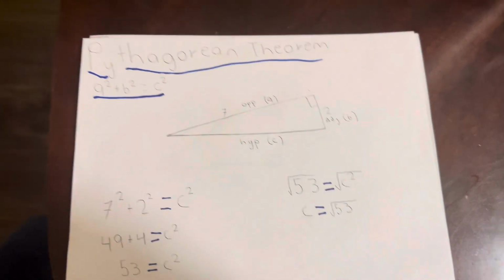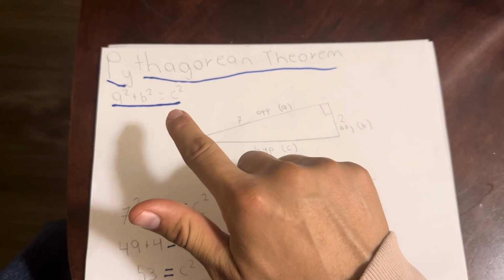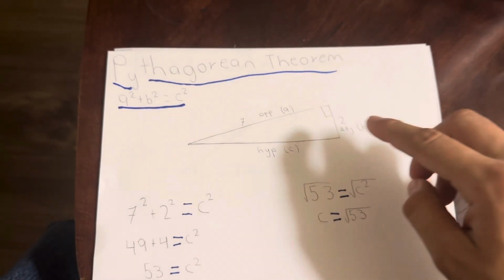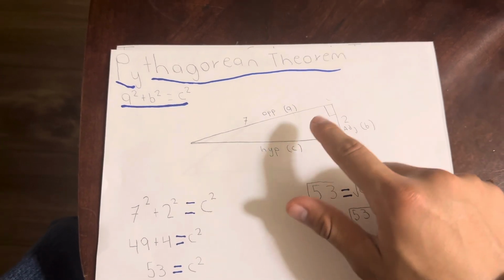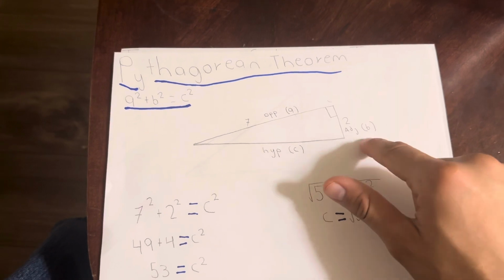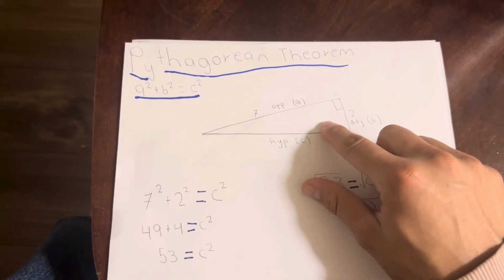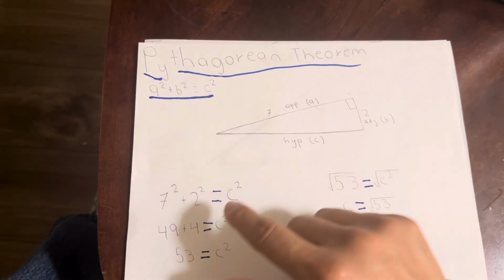Now we're going to do the Pythagorean theorem. For this, we're going to use the formula a to the second power plus b to the second power equals c to the second power. The hypotenuse is always c, so the opposite could be a and the adjacent can be b because it doesn't really matter, the order. So I chose the opposite as the a and the adjacent as the b.